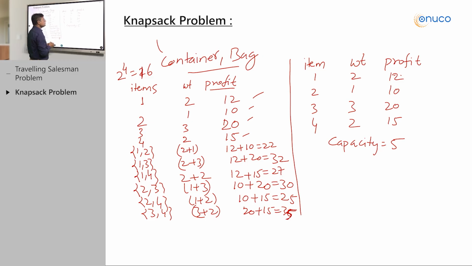Is it the final solution? No. We can go with combinations of 3. So we will go with combinations of 3 elements. Can we do 1, 2, 3?